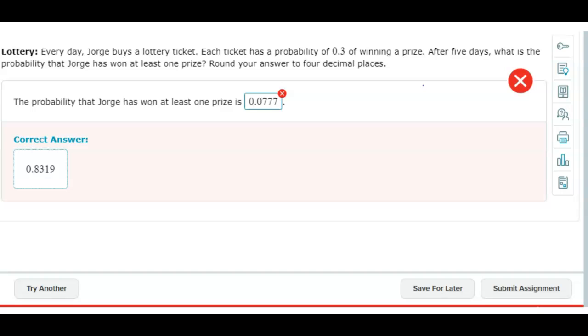So we want to look at this problem where George buys a lottery ticket and each ticket has the probability of 0.3 of winning. So he buys a ticket each day for 5 days. And we want to know the probability that he has won at least one prize.